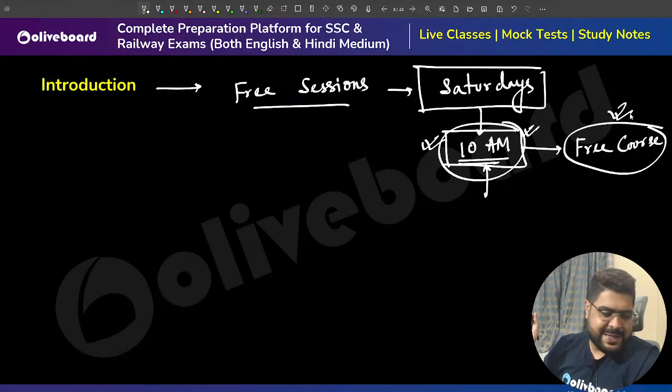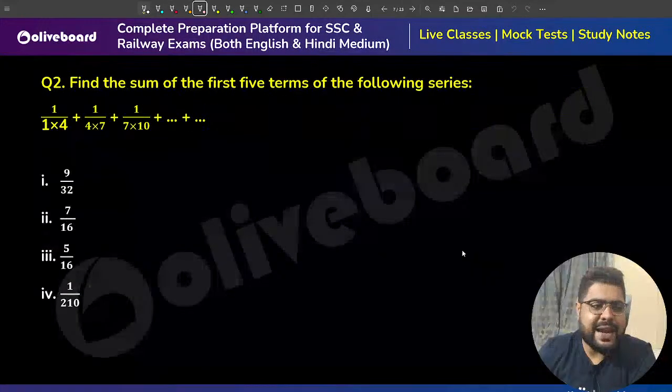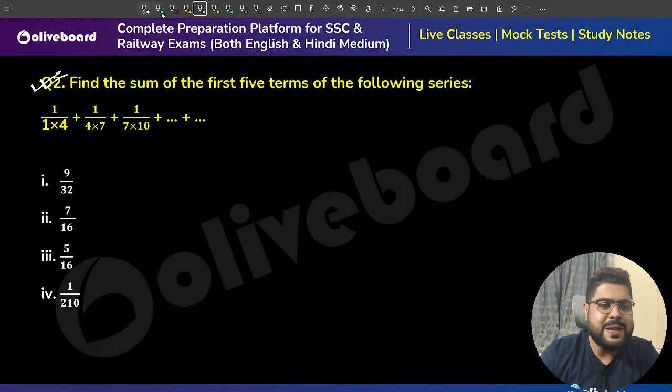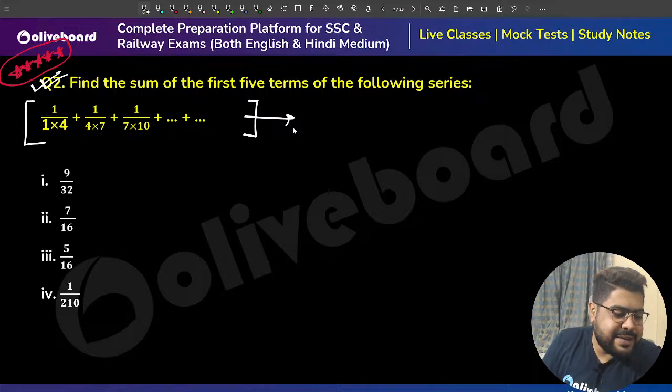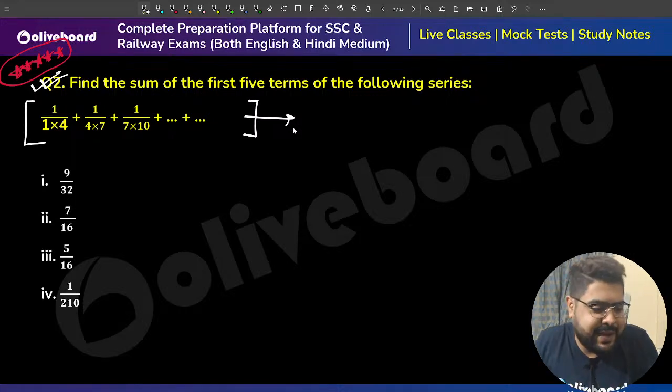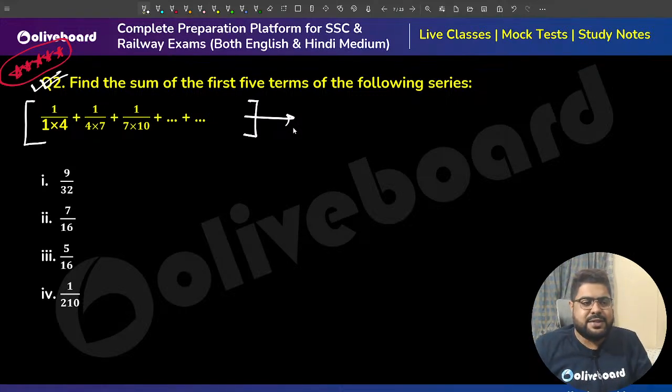Chalo sir. Let us move on to the second question. This is a beautiful question. If you have not done a question like this one, it might feel a little tricky, but you will learn something new today. So please try to solve this question. Try your hardest. Everyone, try to solve this.